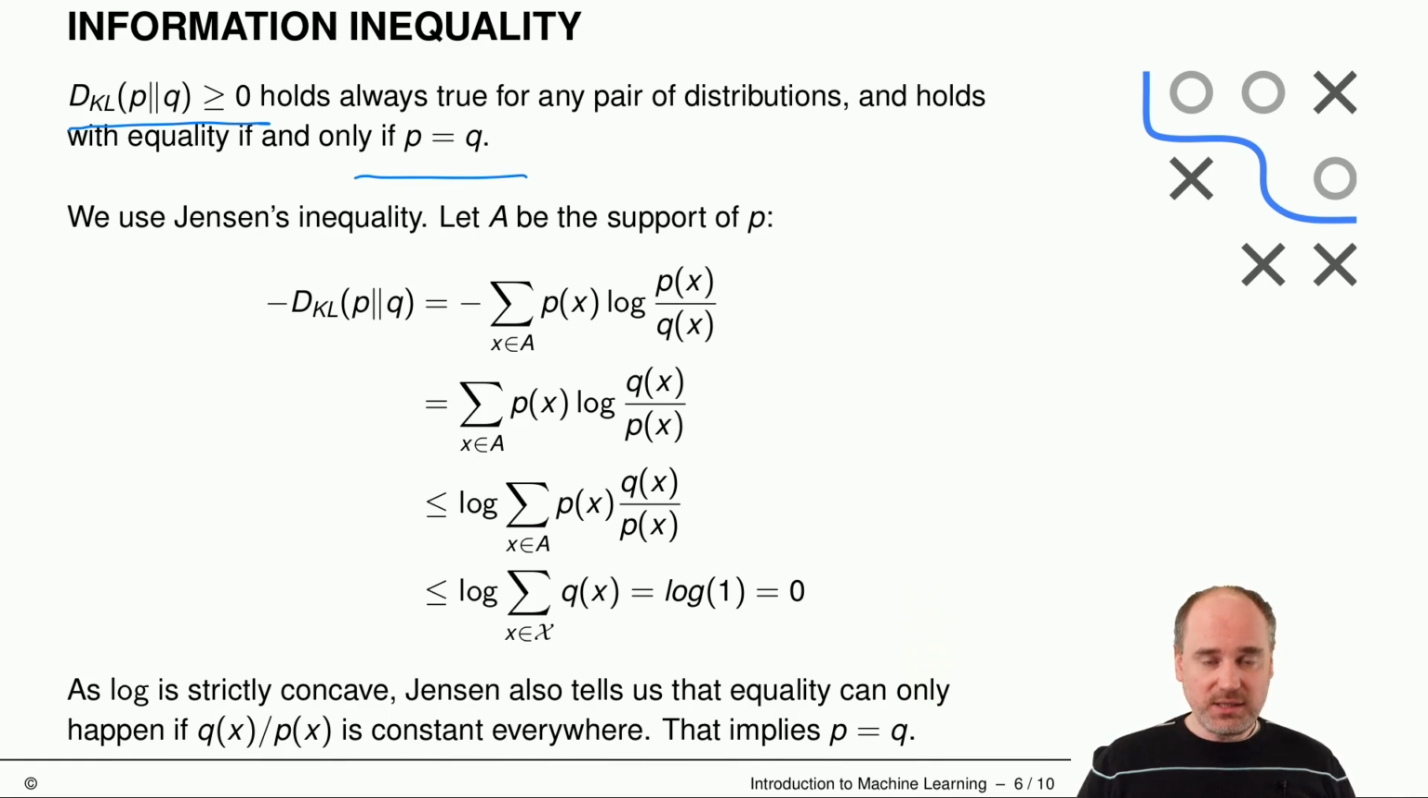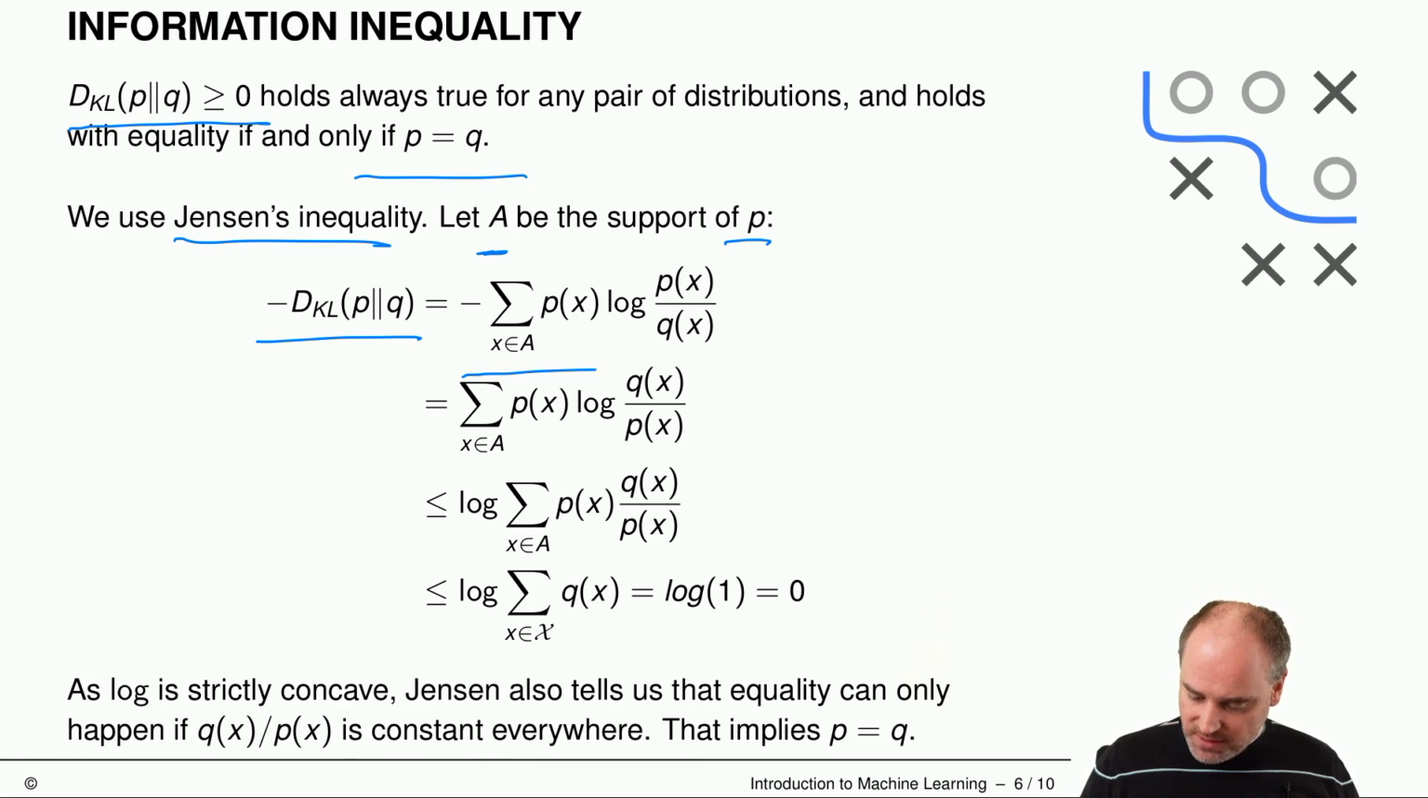Can we prove that? Yes, and that's actually quite simple. So let's do that, and we can do that simply through Jensen's inequality. So let A be now the support of P, and as we are always assuming when we calculate Kullback-Leibler, the support of P and Q are the same, so I guess A is also the support of Q. So I'll start out by considering minus Kullback-Leibler between P and Q. We can write that down by simply plugging in the formula.